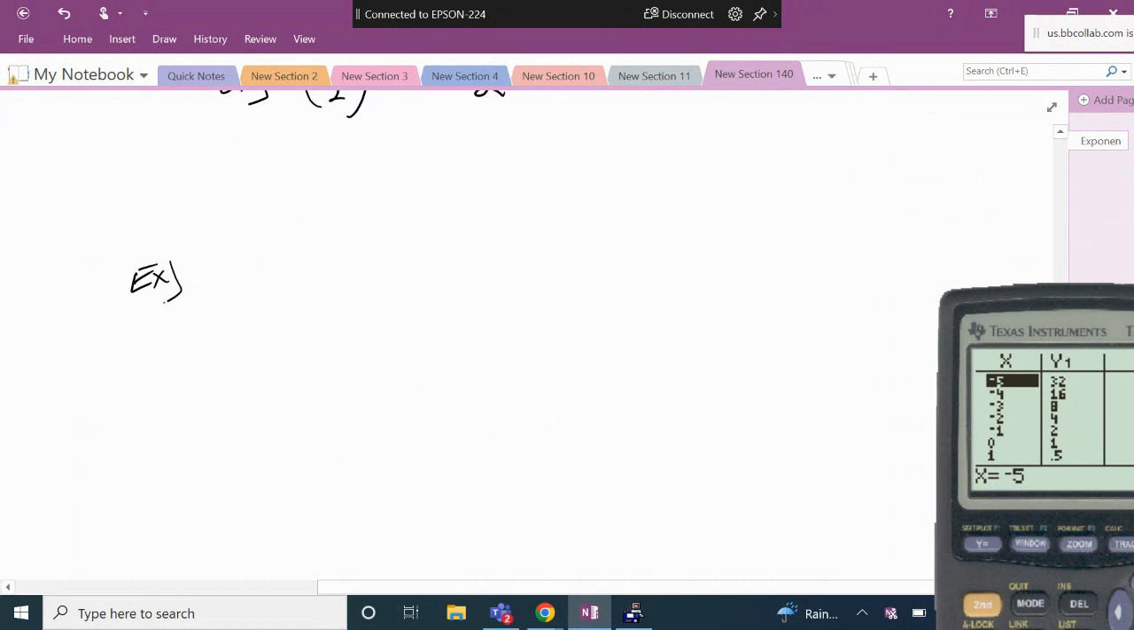Okay. So the directions here are to evaluate. So let's say we have f of x is equal to 3 times 6 raised to the x power, and we want to find f of negative 3, right?